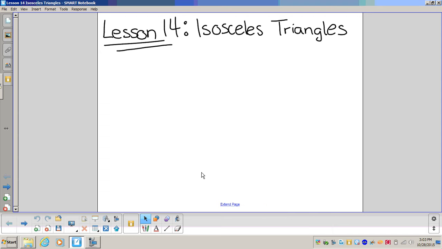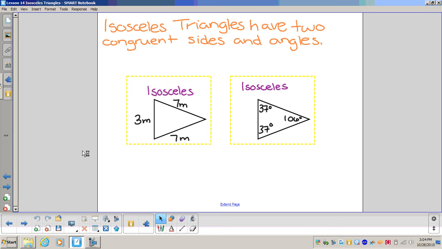Hey, in this lesson we're going to talk a little bit more about isosceles triangles specifically. So we talked in the last lesson a little bit about when we name a triangle by its sides or its angles. If it has two congruent sides, like this one right here, 7 meters and 7 meters, then the triangle is isosceles. Also, if it has two congruent angles, 37 and 37, we also know it's isosceles.